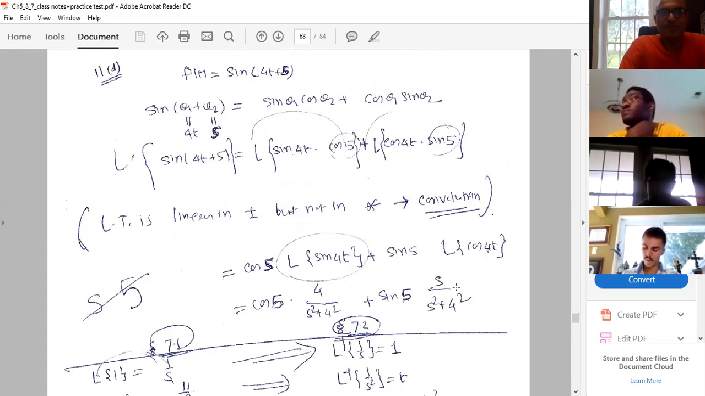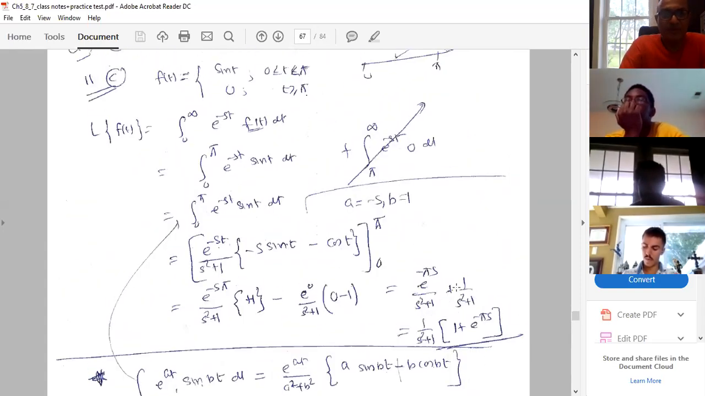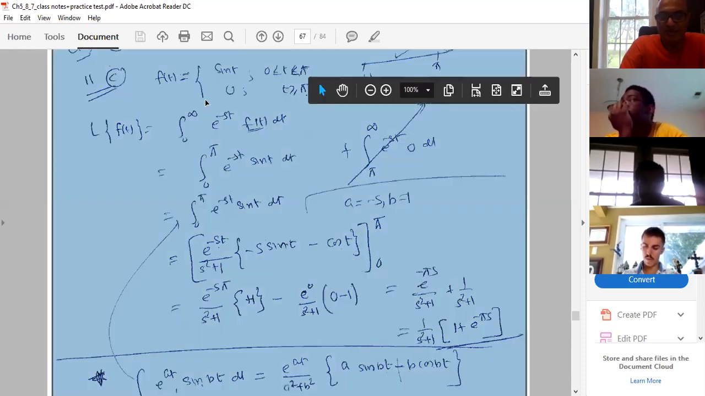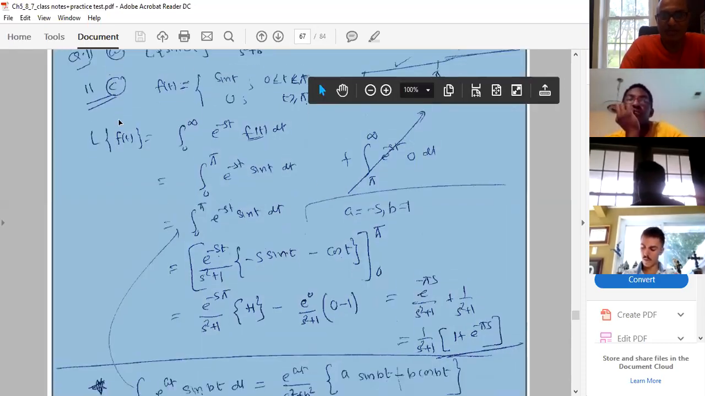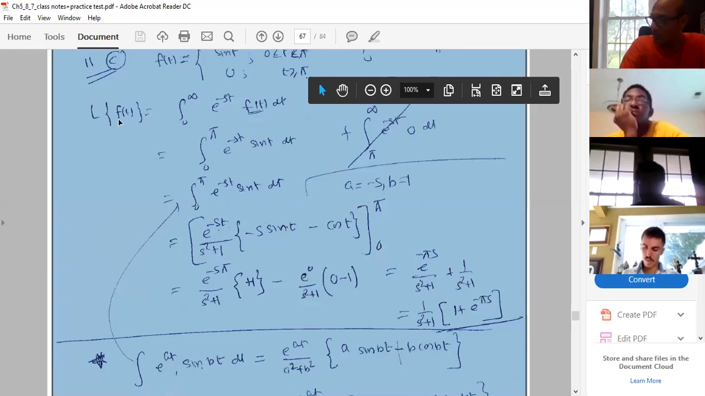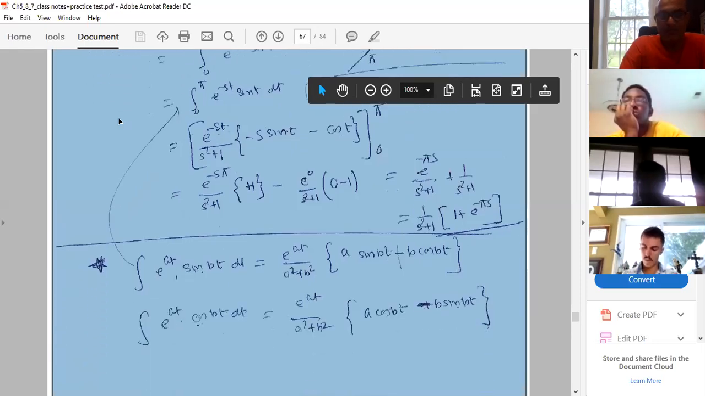Okay, guys. Then after this, this example is from your practice test, 11C. 11A and 11B I solved. 11A is this one, 11C is this one. 11B I would like to solve later, not right now.